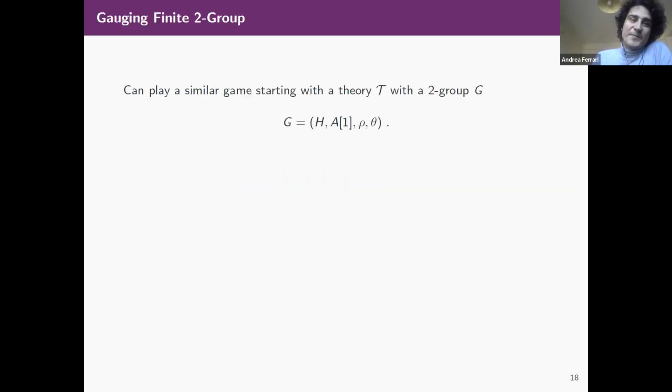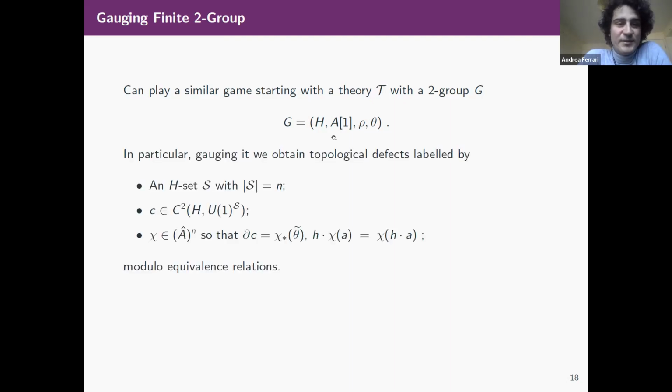So now let's go on and talk about gauging finite 2-groups. We can play a similar game now, starting with a theory T with a 2-group G. Now we have both the zero-form part and the one-form part. We have a Postnikov class and a homomorphism action that tells us how H acts on A1. And we again very concretely take the topological defect we started with, perform this gauging procedure, and we look at what kind of objects we are classifying in the end that will remain topological.